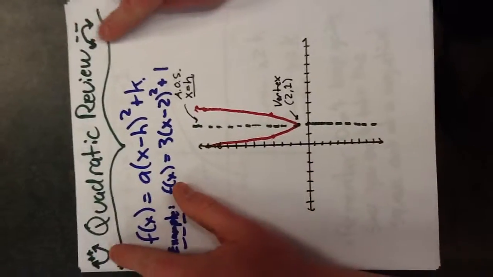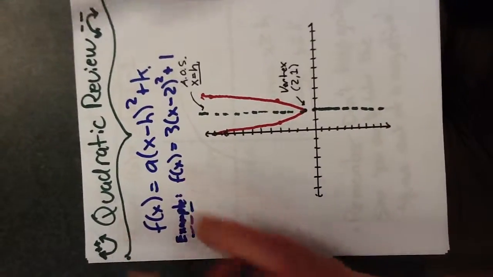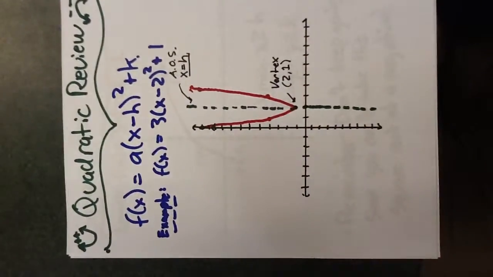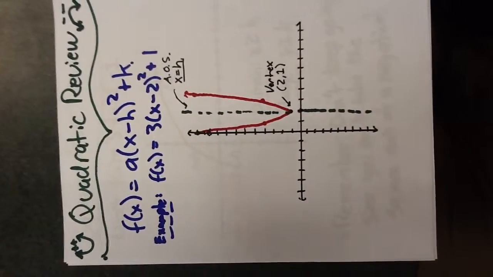Quadratic review. Look, smiley face, frowny face. Ha ha ha ha. Very funny. Good one, Mr. Baker. f of x is a times quantity x minus h squared plus k.